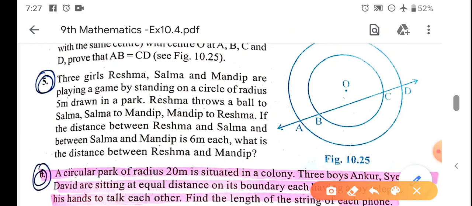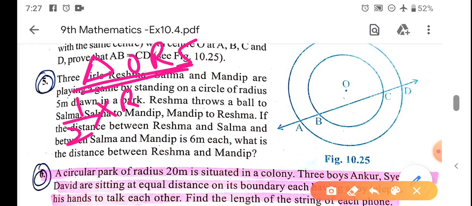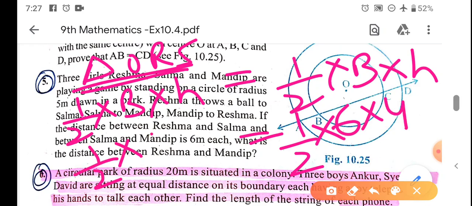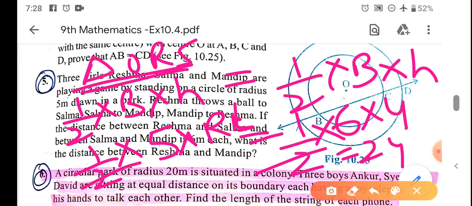Got it? What I taught you is that we take triangle ORS and equate the area of the triangle, half into base into height, in both ways. One time I have taken base 6 and height 4. In another case I have taken base 5 and height we don't know, that is RL. Then 2 cancelled by 2, 24 equals 5 into RL, so RL is 24 upon 5, that is 4.8. So RM is 9.6.